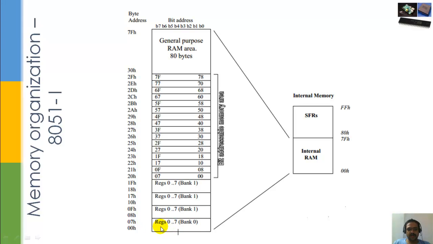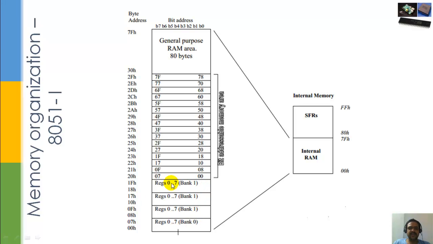So once you have exhausted all these registers, you can shift your bank and use the other registers. Again, okay, there is a typo here. This should be bank 0, bank 1, bank 2, and bank 3. But instead of that, it simply says bank 1, bank 1, bank 1. It's bank 0, 1, 2, and 3.